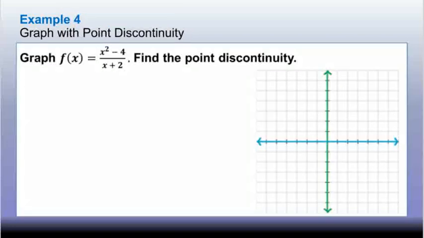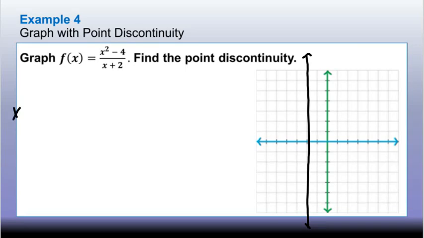Next, example 4, graph with point discontinuity. Find the point of discontinuity. So we're going to graph this. Do this one to find the vertical asymptote. The vertical asymptote is at -2. This would have a horizontal asymptote, or an oblique asymptote.